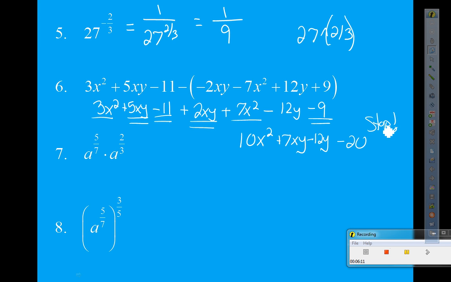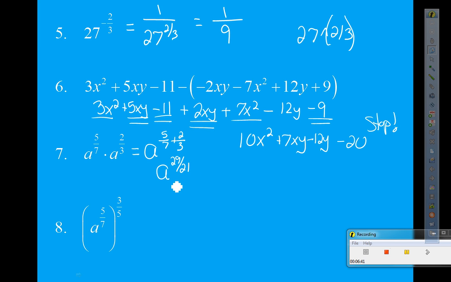Here's my number 7. I need you to remember the rule. When you're multiplying, you add those exponents. So I'm going to have a to the 5/7 plus 2/3. You might run that through your calculator. You should get 15 and 14. You should get a to the 29/21.